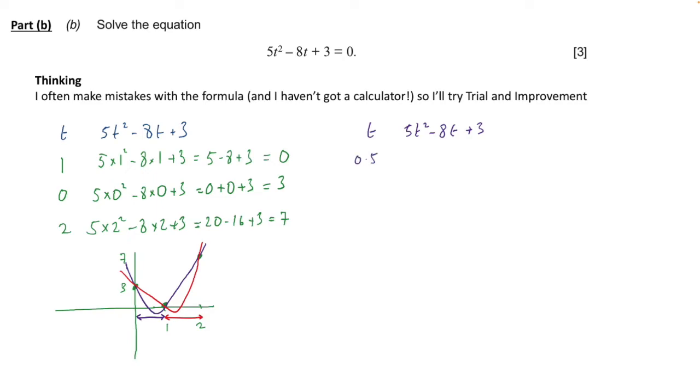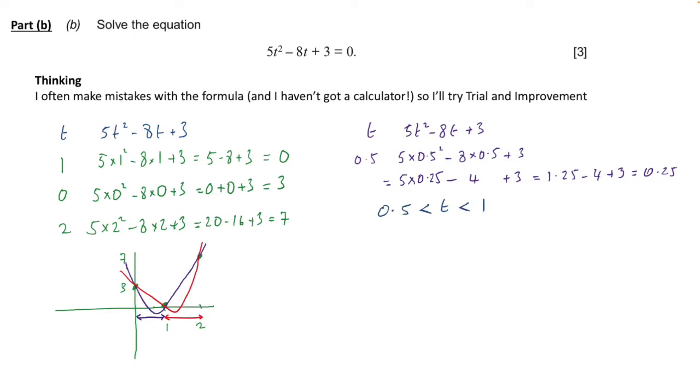That's the obvious thing to do, is go halfway between. So 5 times 0.5 squared, take away 8 times 0.5 plus 3. 0.5 squared, a half times a half is a quarter, so that's 0.25. So we've got 5 times that. 8 times 0.5 is 4, of course. And 5 times 0.25 is 1.25. Take away the 4 plus the 3, and that gives us 0.25. So that means that our value, because that's above 0, that means the value we're looking for must be between 0.5 and 1.